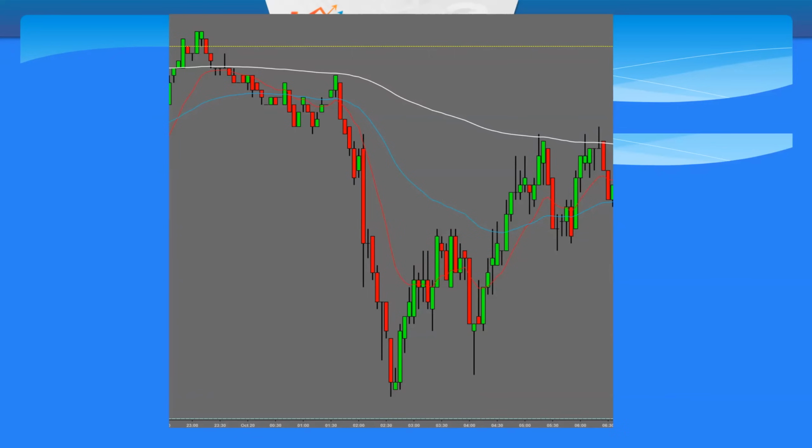Look at the timings on this. See it? 4 o'clock's the session. 2:30. Coming out of London close, 1 o'clock, 1:30, right? 2. I'm sorry, coming out of Asia. That's your low swing. Perfectly, they open, 4 o'clock, they run the stops, and they reverse it.